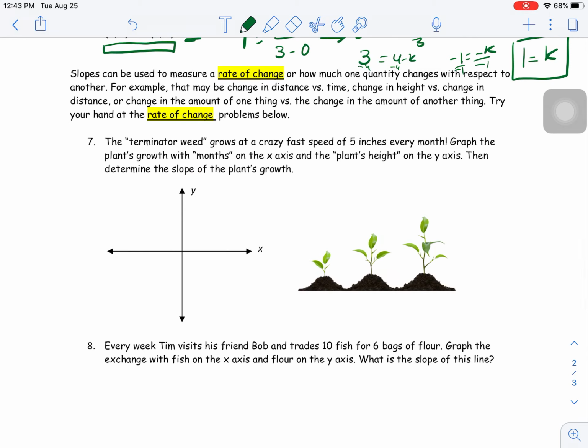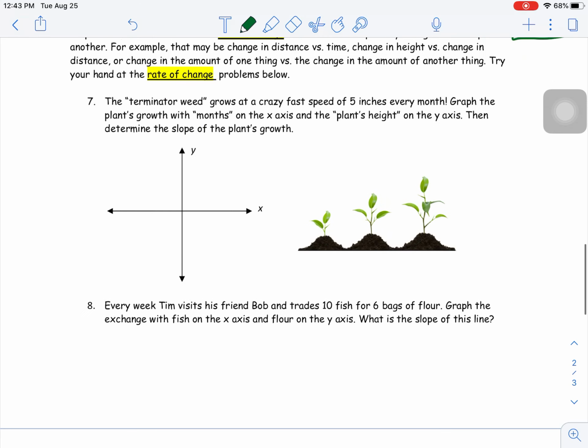And then last but not least, slopes can be used to measure a rate of change, or how much one quantity changes with respect to another. For example, it may be a change of distance versus time, or a change of height versus change in distance, or a change in amount of one thing versus a change in amount of another thing. So this wants us to try our hand at a rate of change problem.